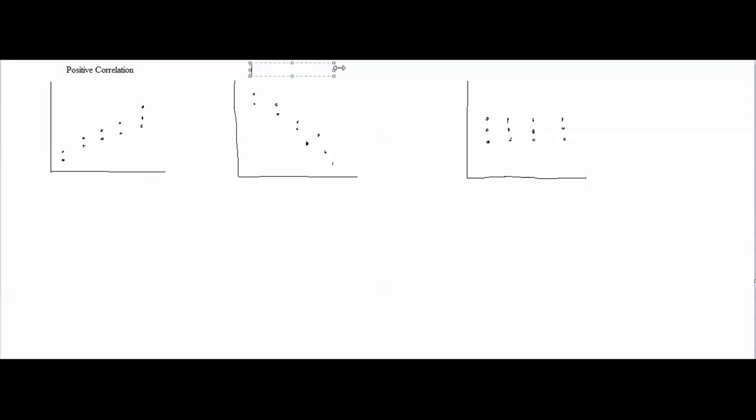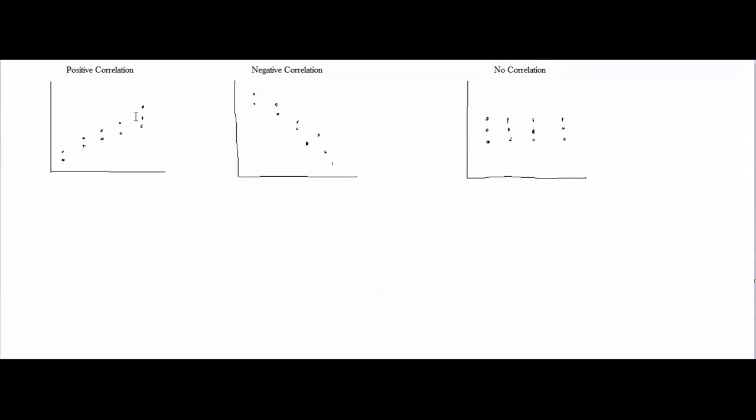This type of shape would be called a negative correlation. And this type of shape would be called no correlation. So you can think of it this way.